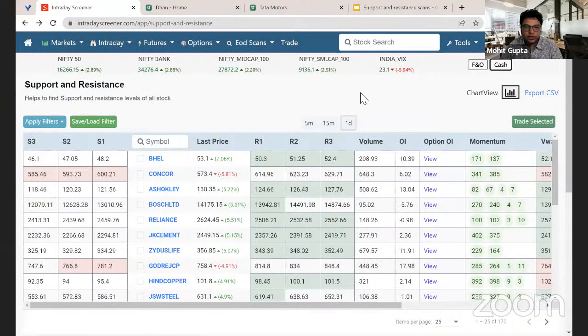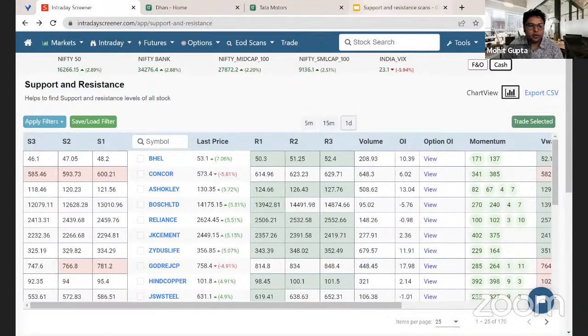So you can use IntradayScreener for that. Simply log in to IntradayScreener with your Dhan account. You can log in on the home page, and then you can use this IntradayScreener support and resistance. For example, here we can find those stocks which are actually above resistance.